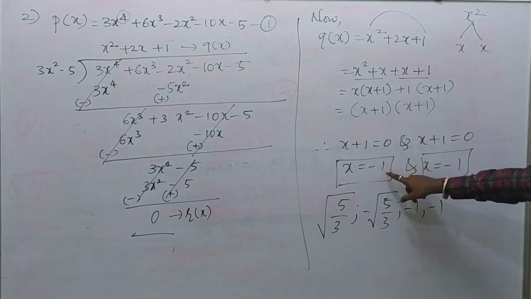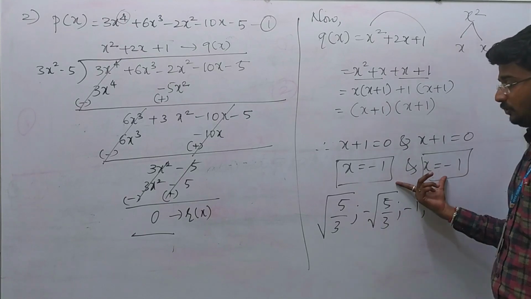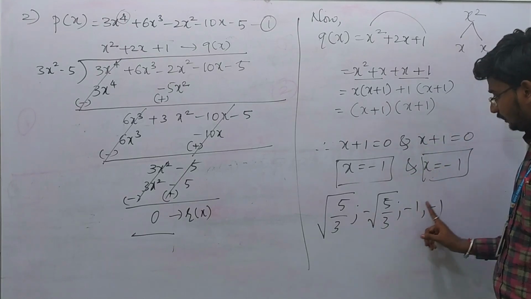Now we got 2 x values as minus 1 and minus 1. Don't keep only minus 1, then it will become a cubic. Two values, even if they are the same, you can keep as minus 1 and minus 1.